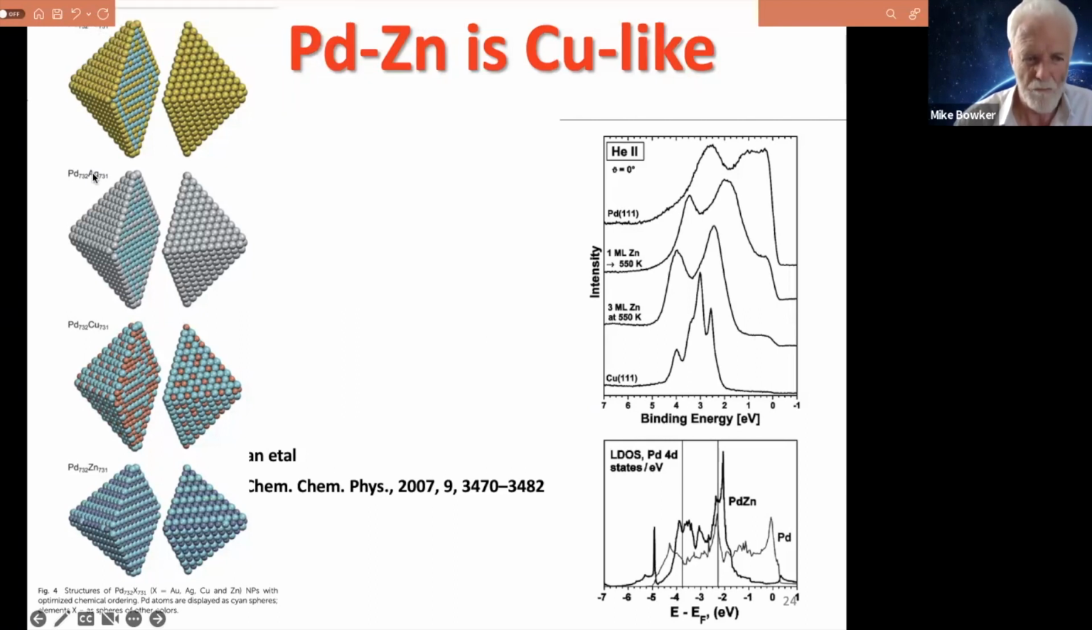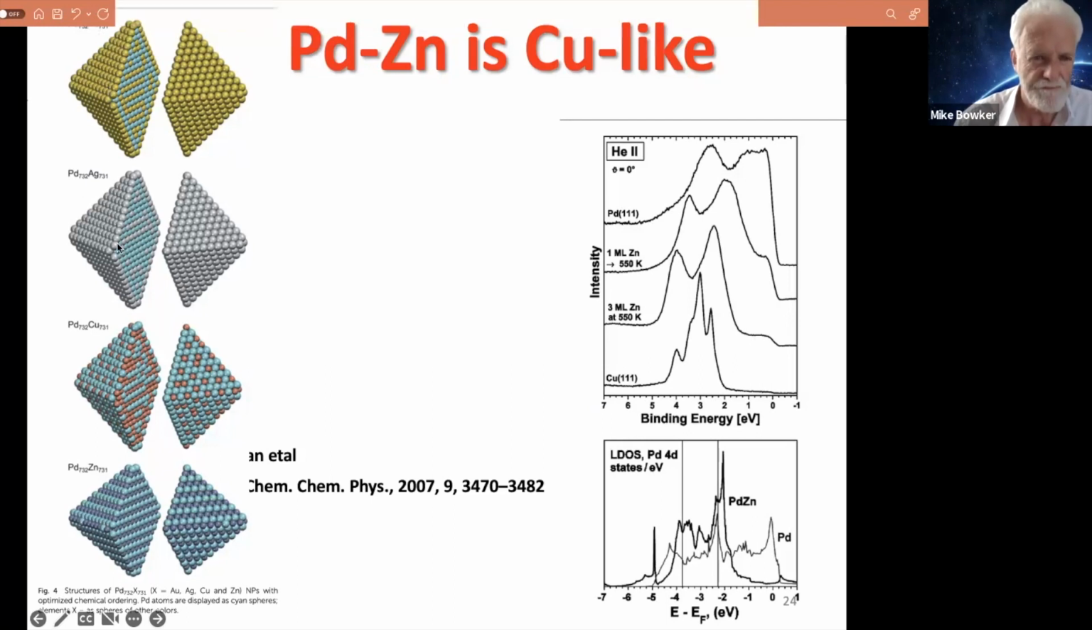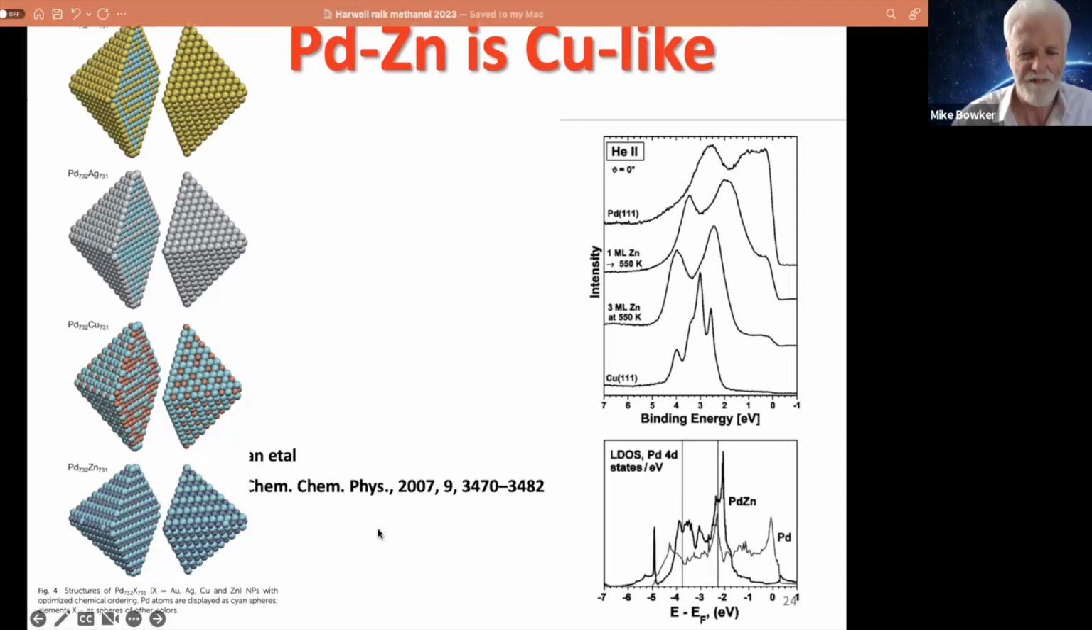For palladium gold and palladium silver, the surface is largely dominated by, or segregated in, the non-transition element, gold and silver. For copper, there is copper in the surface layer, but as you can see, it's rather an inhomogeneous mix. There's some disorder in that system. But when they calculate the palladium zinc system, you see it's perfectly ordered throughout, and there's very little segregation to the surface. It's a very homogeneous system.